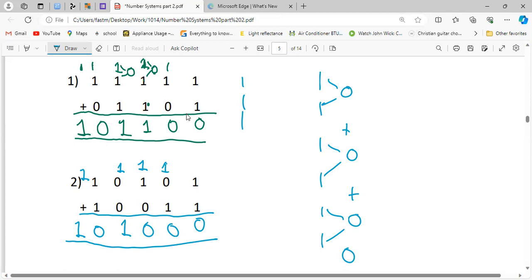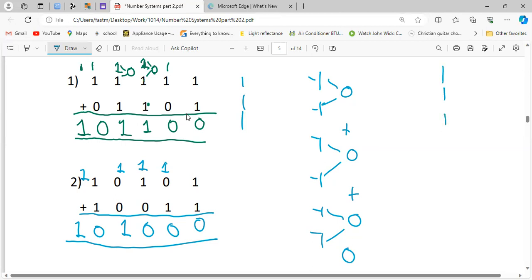So you will notice as a trick, if the amount of ones you have in the column is even, you will always get 0 as a result. But if it's odd, the 1 will be the result, and you actually have to carry a 1 across, which makes sense. I'm going to show you why it makes sense.